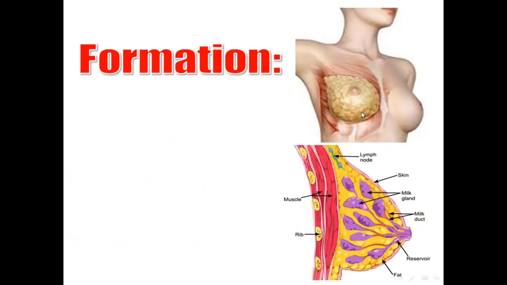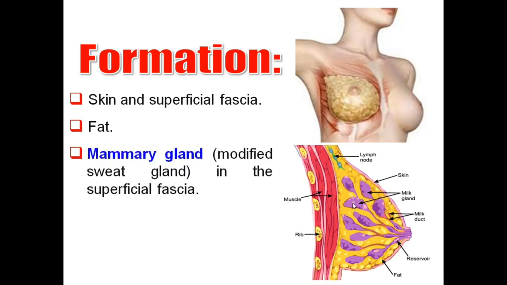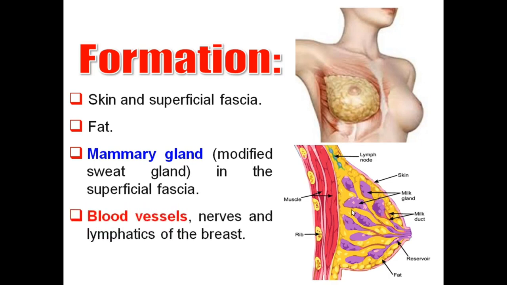Then we'll talk about the formation of the breast. The breast is of course formed of skin and fascia, fat, and the mammary gland or milk gland, and this mammary gland is a modified sweat gland, and it is present in the superficial fascia. And of course, the breast also contains blood vessels, nerves, and lymphatics.